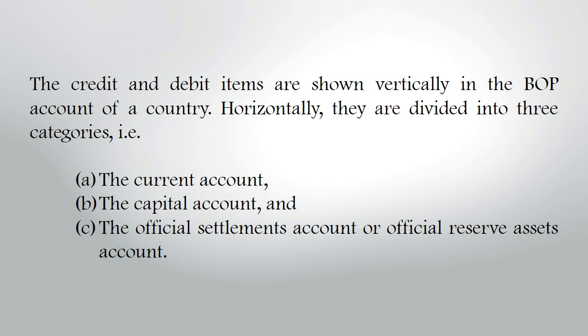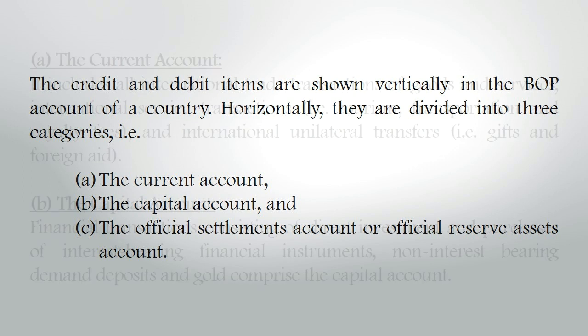Horizontally, they are divided into three categories, i.e. A. The current account. B. The capital account, and C. The official settlements account or official reserve assets account.